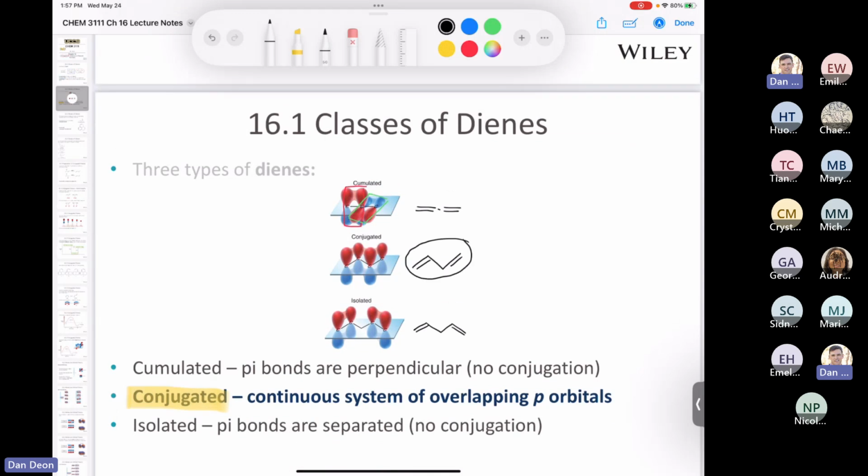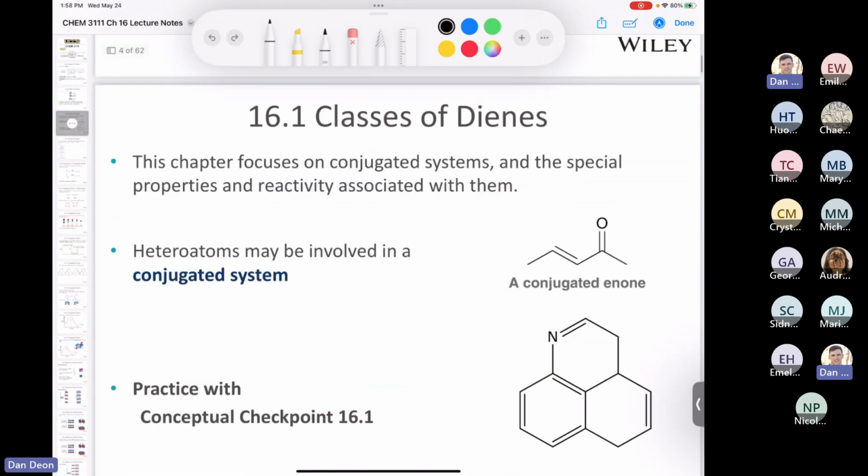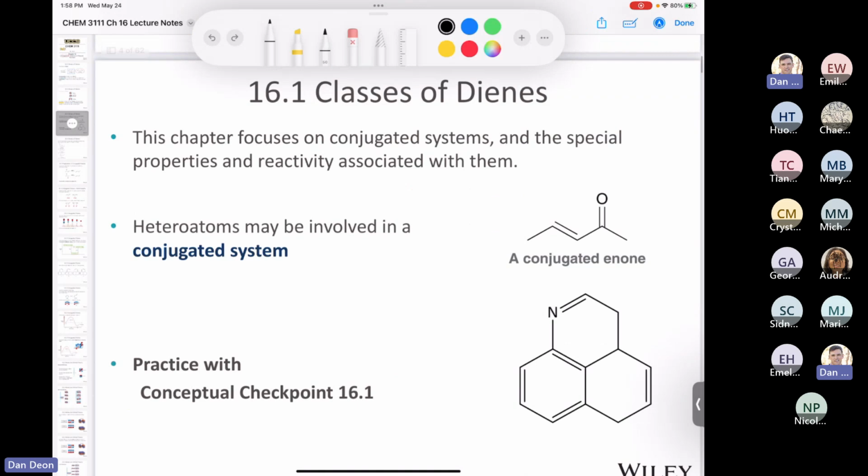And you might be wondering, well, could I change one of those double bonds? Like, could I change this double bond for a carbonyl? Could this be an oxygen? Well, that's a pretty crappy artist rendition, but yes, absolutely you can, okay? So you can have a conjugated ketone. We call this an enone.